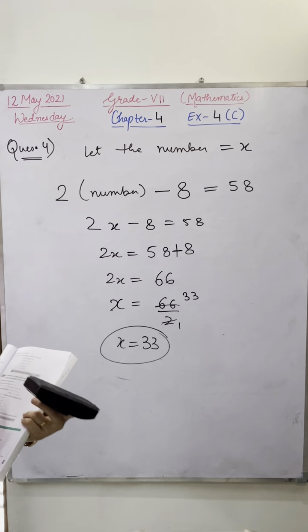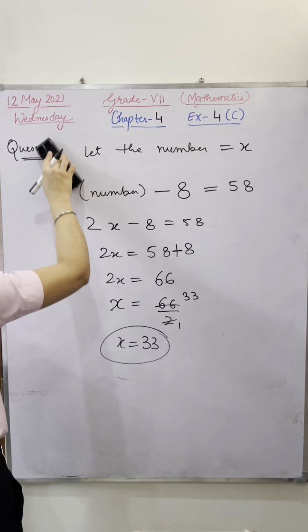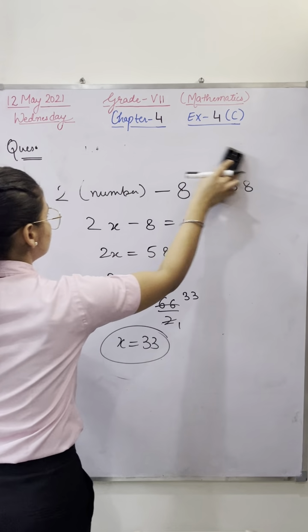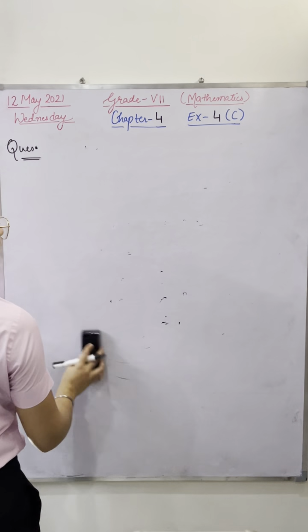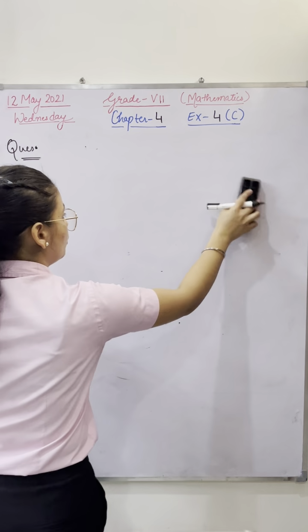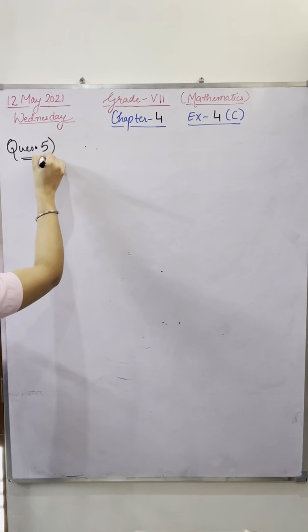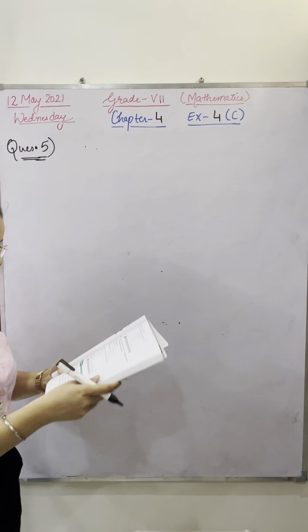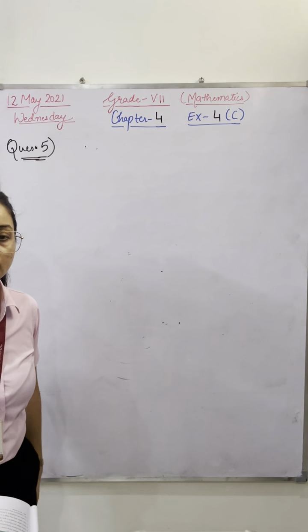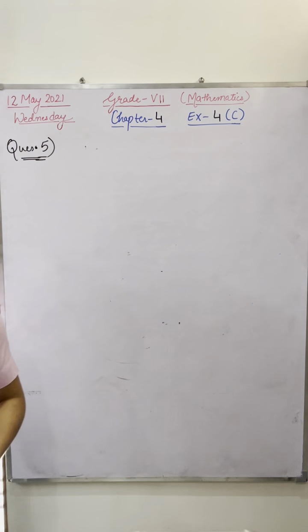Yes? Okay. Now read out the next question quickly. Question 5th. I am going to unmute some students. Quickly read out the 5th question. I am giving you a minute. Quickly read out.